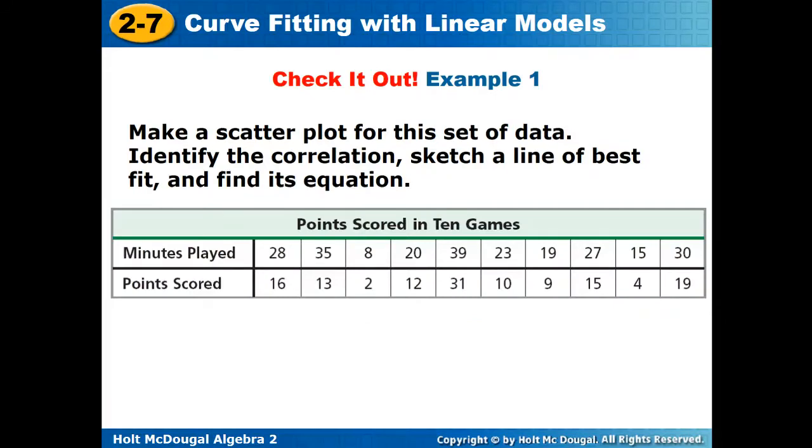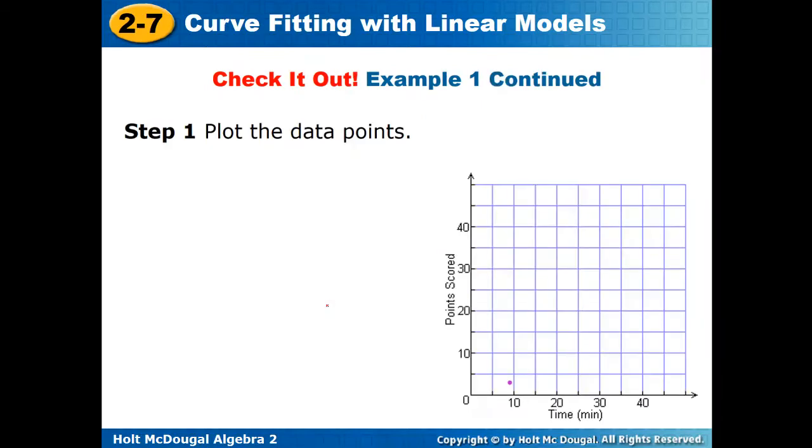All right. So once again, it says to make a scatter plot for this set of data, identify the correlation, sketch a line of best fit, and find its equation. So again, these are going to be our x's, and these will be our y's. So we're going to plot 28, 16, 35, and so forth. So I'm going to let the computer do that for us.